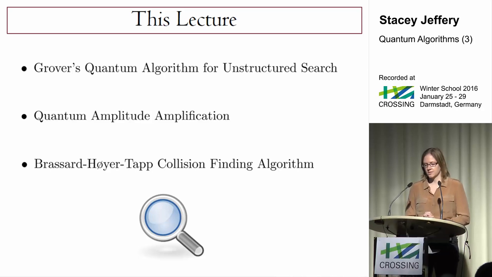So this lecture has three parts. In the first part of my talk, which will probably take the most time, I'm going to introduce Grover's algorithm, which is a quantum algorithm that solves a very general problem called unstructured search. And I'm going to actually describe how the algorithm works, and we're going to talk about why it works.